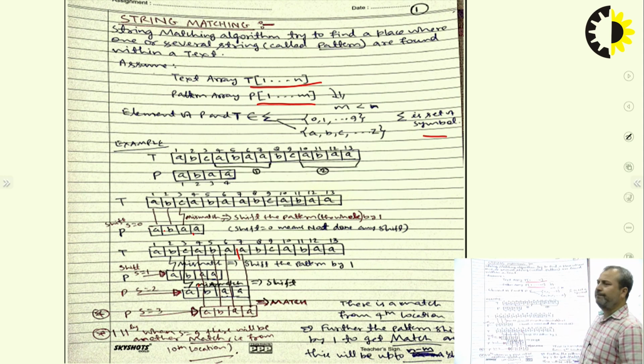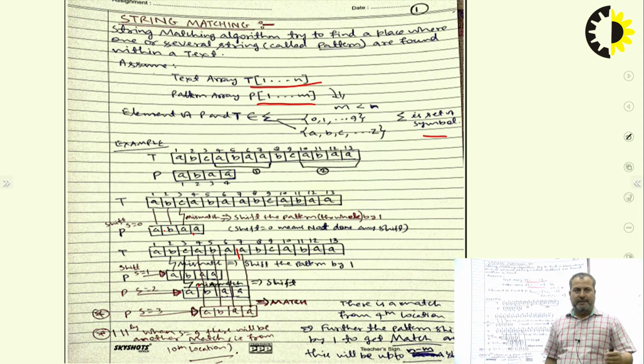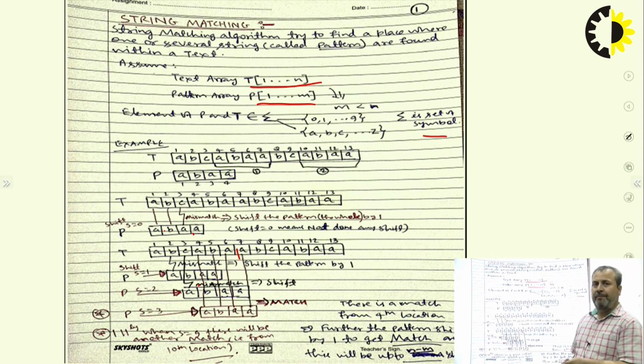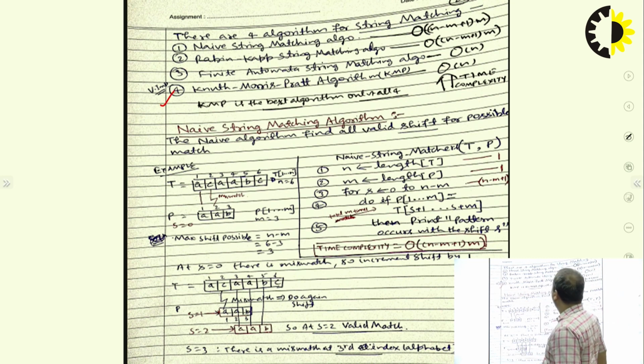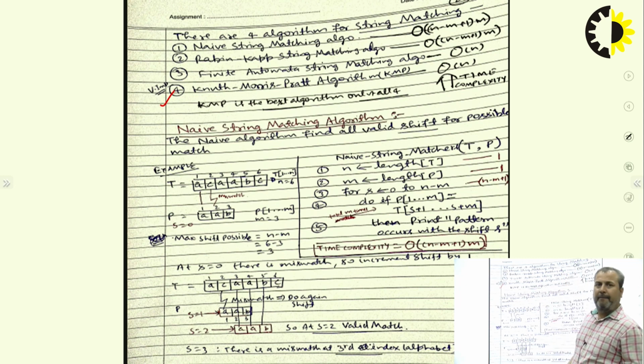So we can formalize the process of string matching. There are popularly many algorithms, and out of them Knuth, Morris, Pratt is a very popular method of string matching. There are four algorithms for string matching: one is the Naive string matching algorithm, second is the Rabin-Karp string matching algorithm, third is the Finite Automata string matching algorithm, and the fourth is the Knuth-Morris-Pratt algorithm, the KMP algorithm.